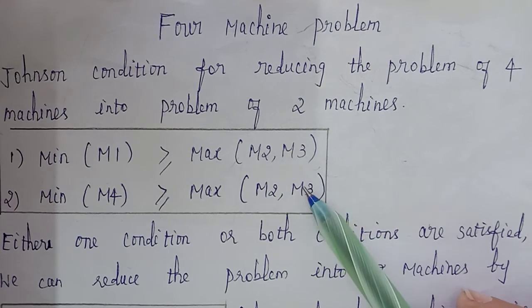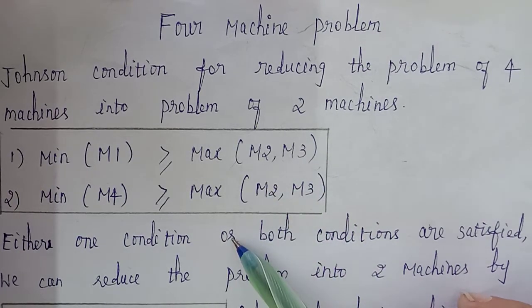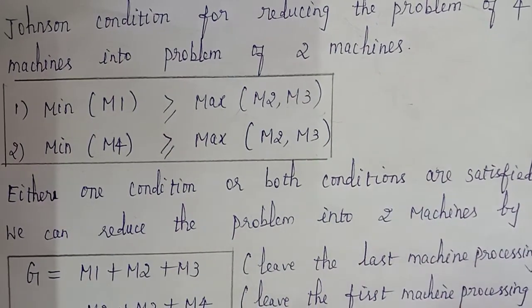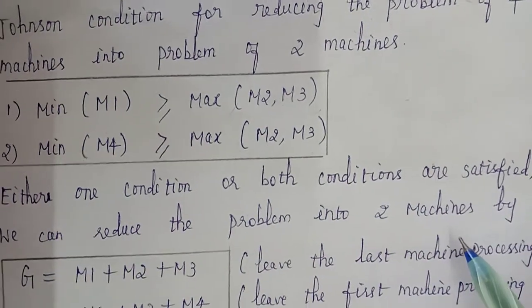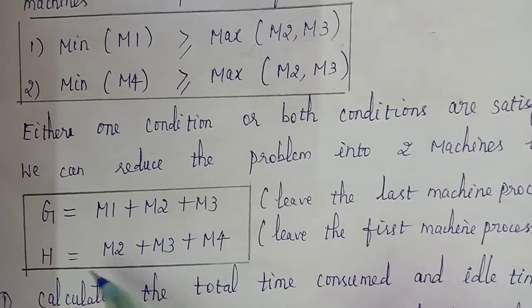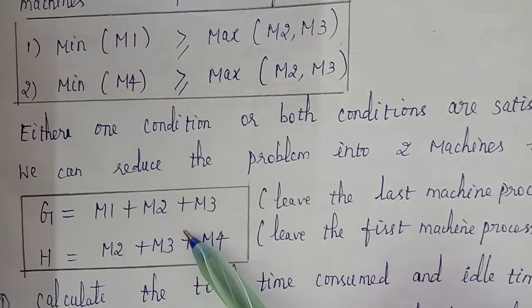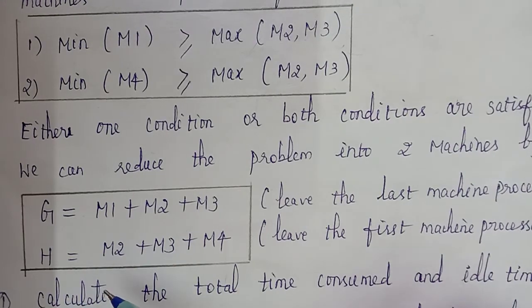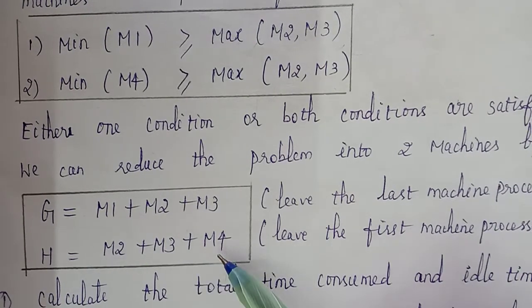Out of these two conditions, if either one of the conditions or both the conditions are satisfied, then you can reduce the problem into two machines by using the formula G equal to M1 plus M2 plus M3. You leave the last machine. H equal to M2 plus M3 plus M4.